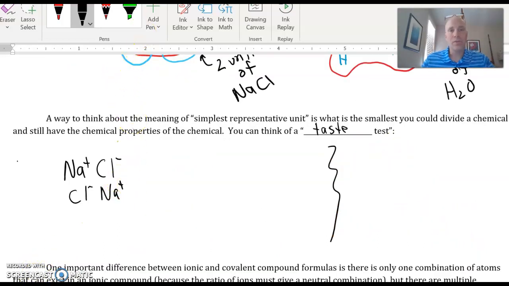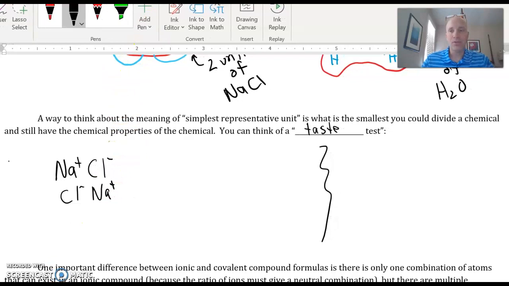So one way that you can think about what defines the simplest repeating unit, or the smallest representative unit, and you can use those terms individually, smallest or simplest, is to think about a taste test. And that is, what is the smallest amount of a material that you could have which would still have the chemical properties of the overall original substance. And if you think about it, the taste of an object is a chemical property. It has to do with how the atoms interact with your taste receptors.